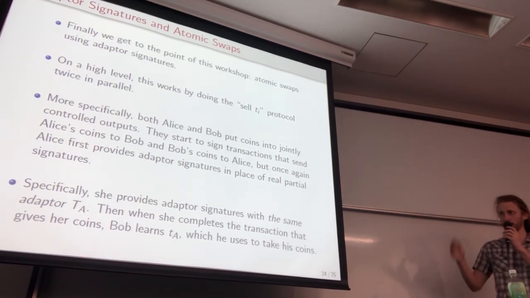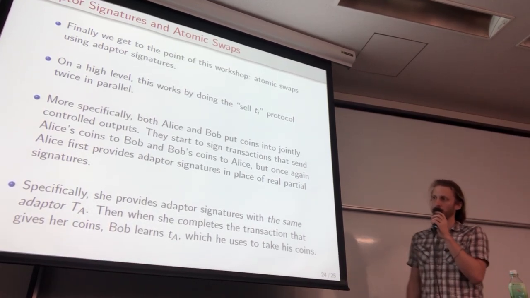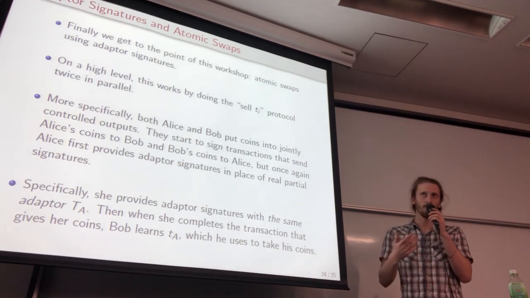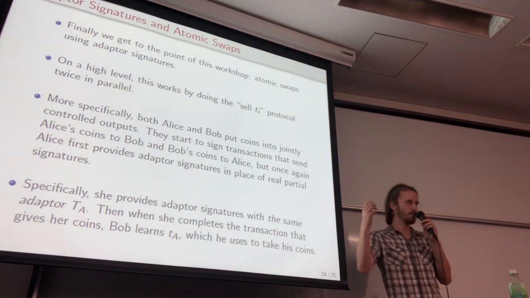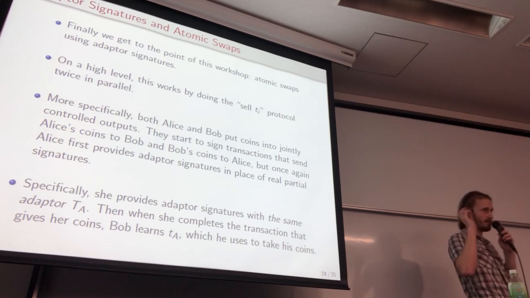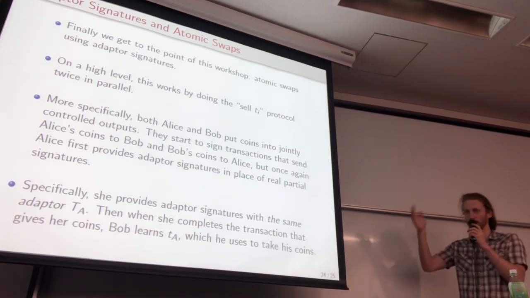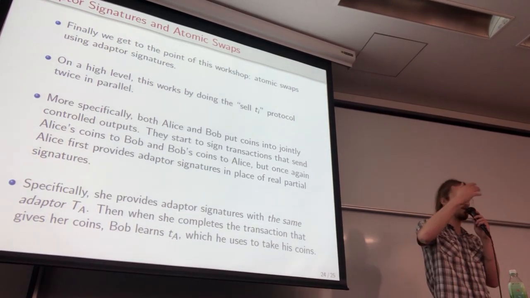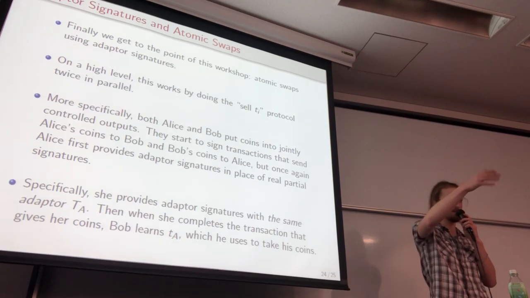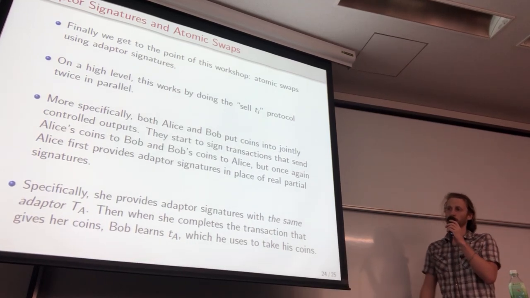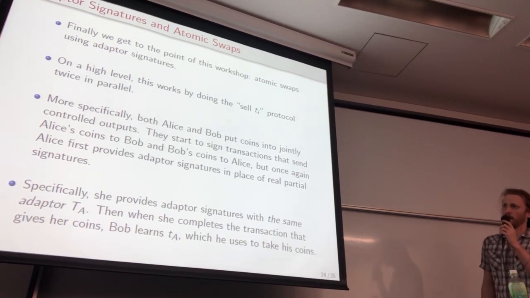And if either of them gets their coins, then the other will get their coins. Is that the specific property that we achieve? So if either of them backs out, then the entire thing just won't work, and then I guess the lock times will come up, and then the coins will go back to whoever originally owned them.